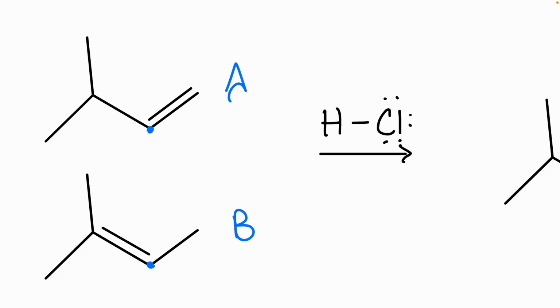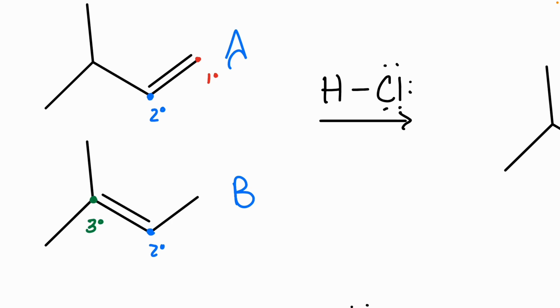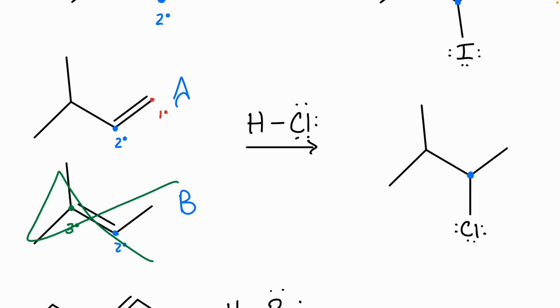more substituted carbon, right? So this is a primary versus a secondary. But in B, we're looking at a secondary versus a tertiary carbon. So B, my halogen would be added to the green carbon, and that's not my product. All right, so in this case, I can narrow down what my alkene was to this, whatever, 3-methyl-1-butene.